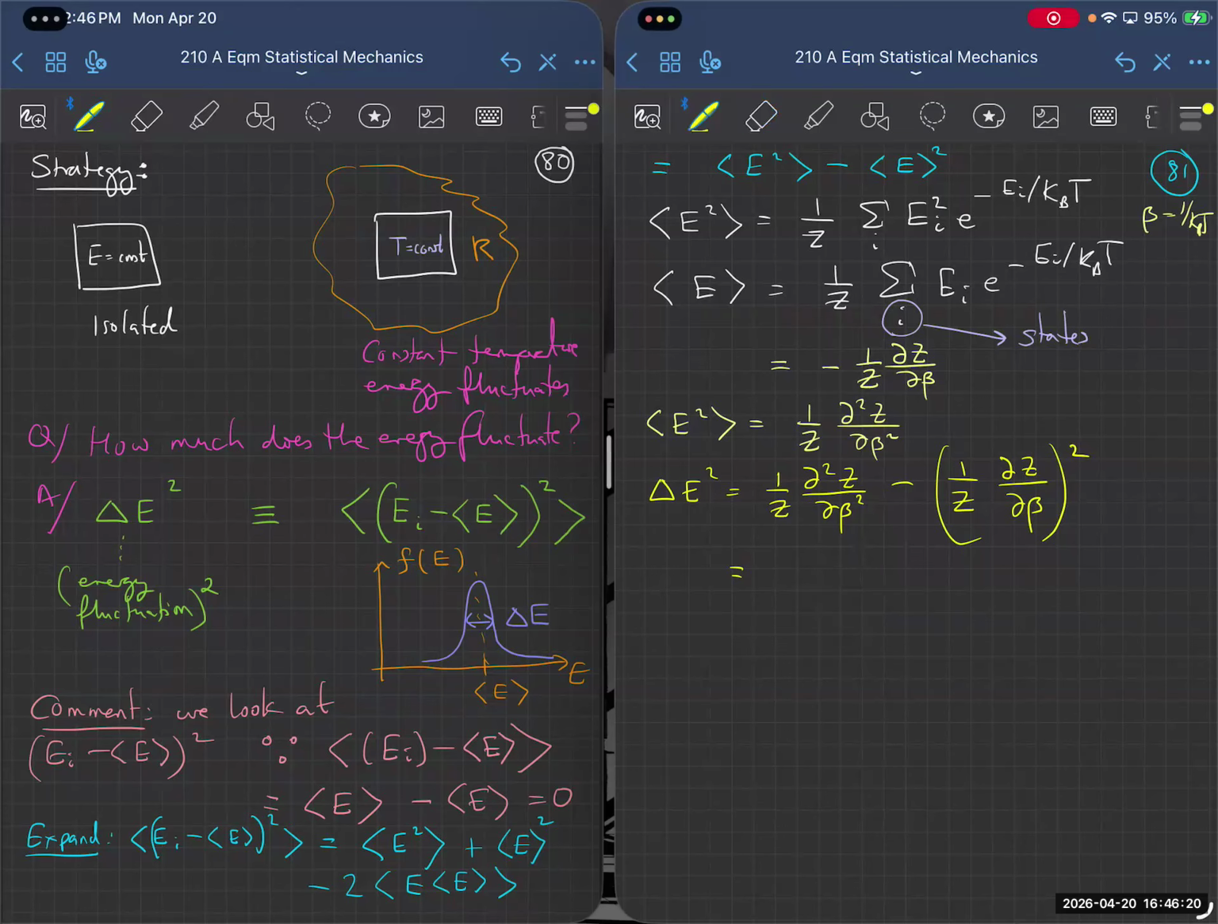Okay, I claim, look at this. This first term looks like d by d beta of 1 over Z dZ by d beta. Because if the d by d beta acts on the dZ by d beta, I will get d2Z by d beta squared times 1 over Z, which is the first term. But now when the d by d beta acts on the 1 over Z, I'm going to get minus 1 over Z squared dZ by d beta, and that's going to multiply the dZ by d beta here. So actually that's it. It's just that. Everybody see that?